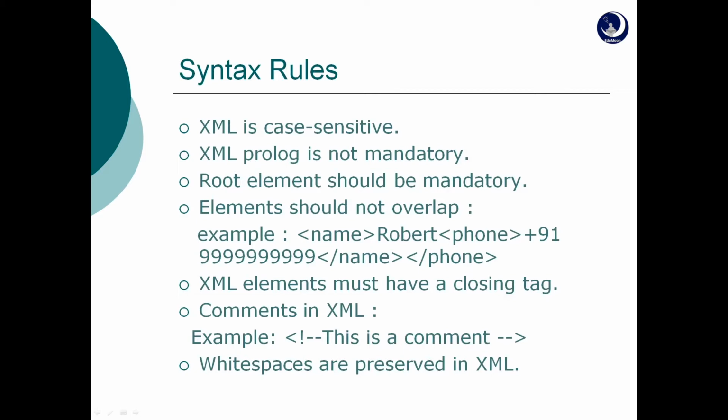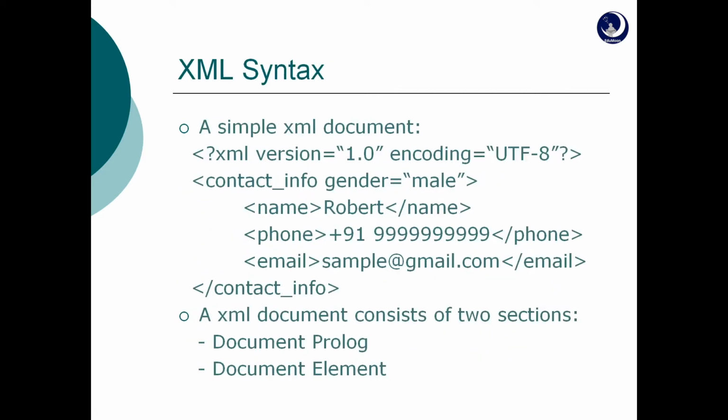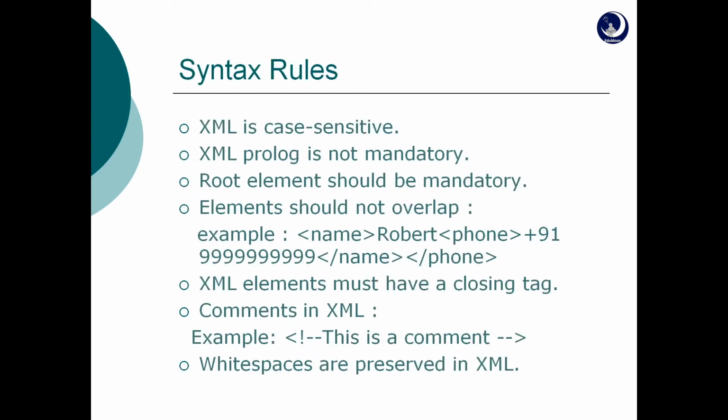Now, the document prolog is not mandatory. In the previous example, we have seen that the document prolog consists of an XML declaration, where the document type of this particular XML document is specified as version 1.0 and the encoding that is followed for this document is UTF-8. This XML prolog is not mandatory, but the root element should be mandatory.